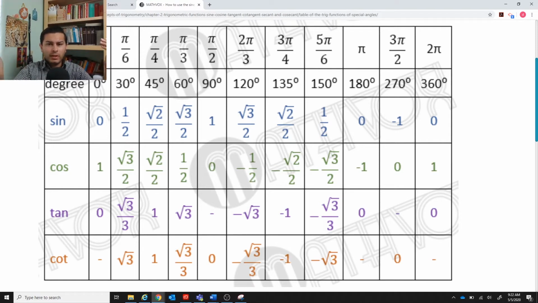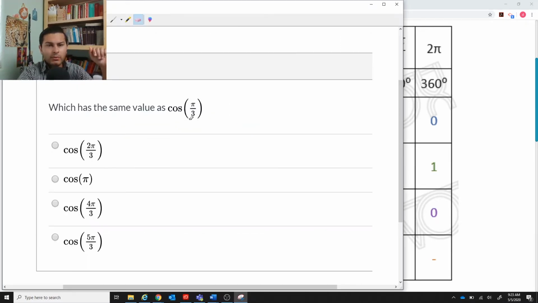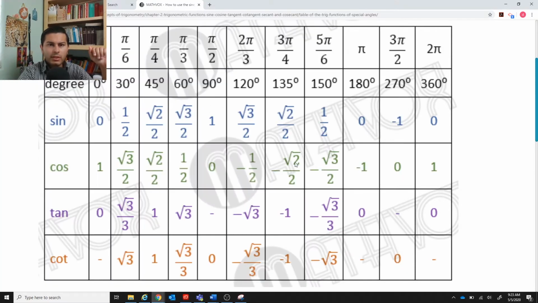Now, I just went ahead and looked it up online, and here we have it, our trig table. Those dashes mean undefined. Now, if we look at the top, we have our radian degree measures, and then if we look at the second line, we have our degree. And then we have sine, cosine, tangent, and cotangent somehow just made it onto this list. I don't know. But if we're looking here, we're looking for cosine of pi over 3. So let's look at the list.